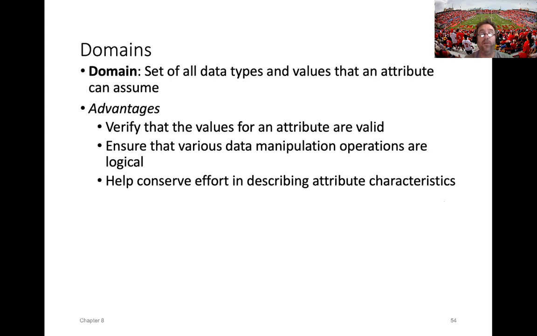So just to remind us about domains: the set of all data types and values that an attribute can assume. The advantages: we can verify that the values of an attribute are valid, make sure that all our operations make sense or are logical, and it helps conserve effort in describing attribute characteristics. The reason I found in real life that having domains in place was so useful is that it's easier to support. It's less overhead, less manual work you need to do to make sure that all the values you are putting in make sense.